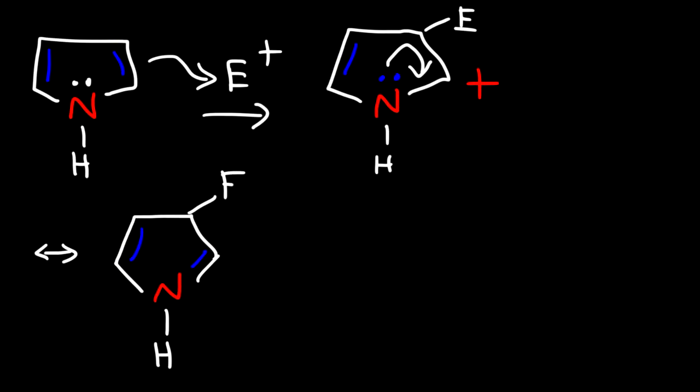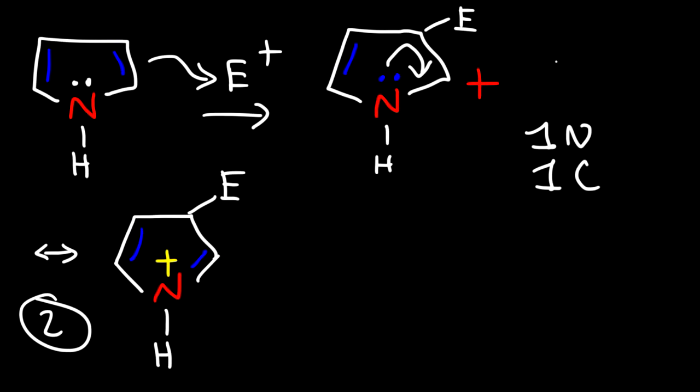Notice that we can only draw 2 resonance structures as opposed to 3. And so because we have less resonance structures, we have a less stable situation. Because if you can put a positive charge on 3 atoms as opposed to 2 atoms, it's better to put it on 3 atoms. In this case, we could put the positive charge on 1 nitrogen atom and 1 carbon atom if we put the electrophile at position 3.